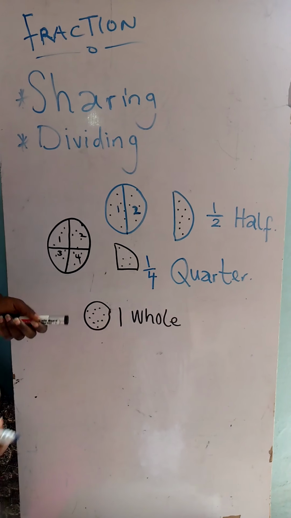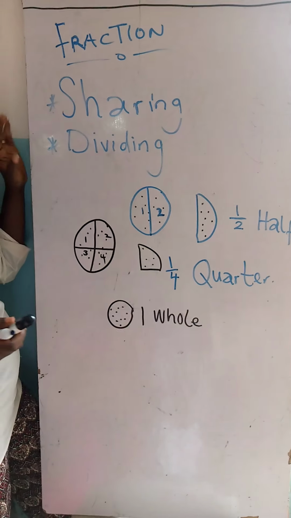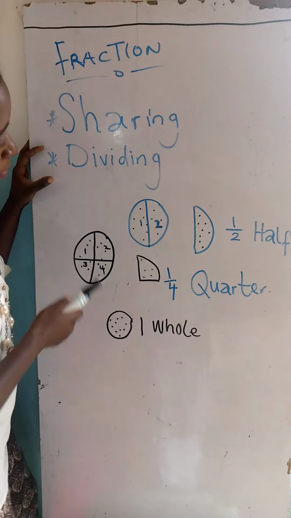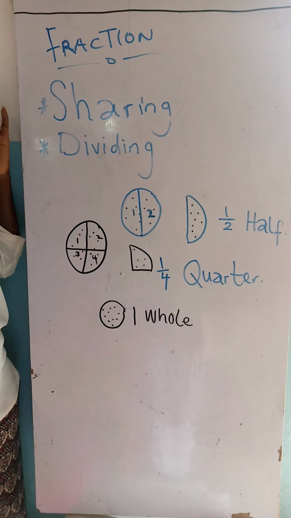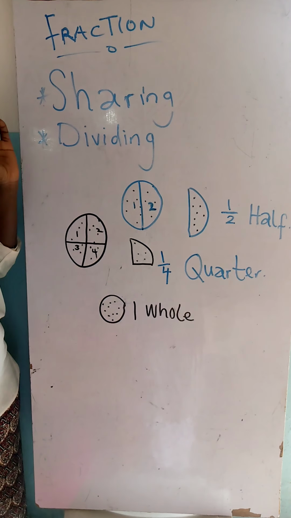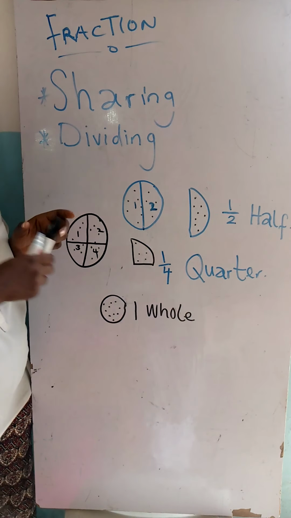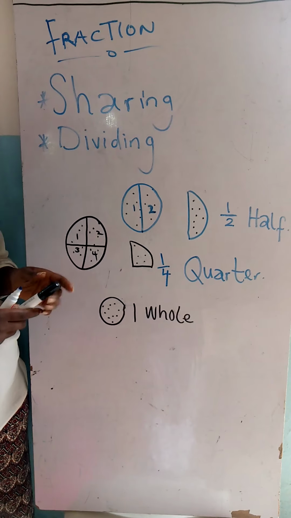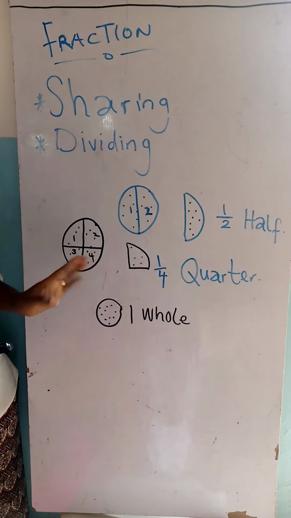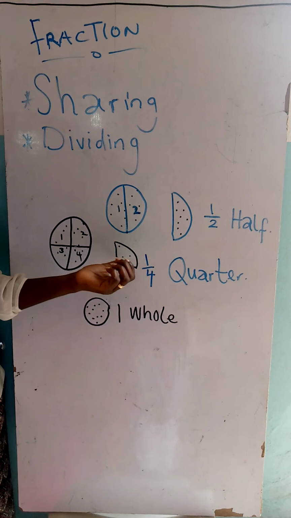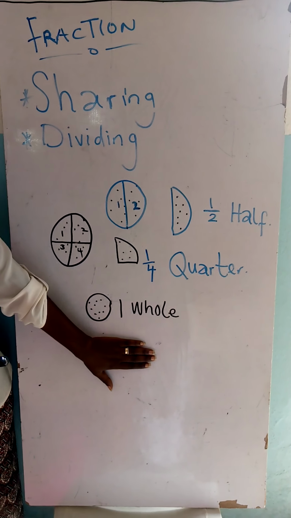Let me recap. Let me go through it again. I said fraction is about sharing. It's about dividing anything. It can be into 8, it can be into 10, depending on how many. But once you pick one part of it, it becomes 1 over 10 or 1 over 2. If you divide it into 2, one part of it is 1 over 2. And if you divide it into 4, a part of it will be 1 over 4. That's a quarter, and this is a half, and this is 1 whole without dividing it.